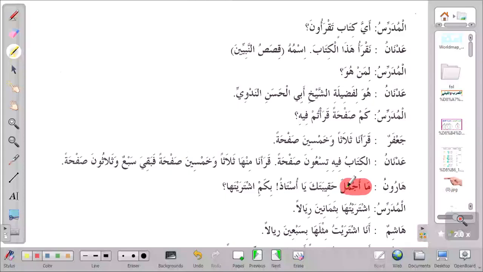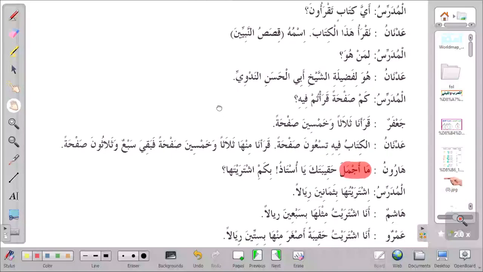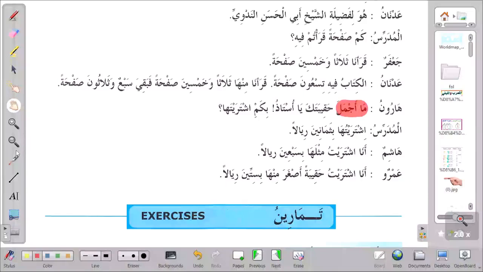ما أجمل هذه السيارة. ما أطول هذا الرجل. ما أكبر هذا البيت. I hope you have not forgotten, this is the exclamation particle. So ما أجمل حقيبتك يا أستاذ, how beautiful is your bag, O Ustaz. بكم اشتريتها? How much did you buy it for?